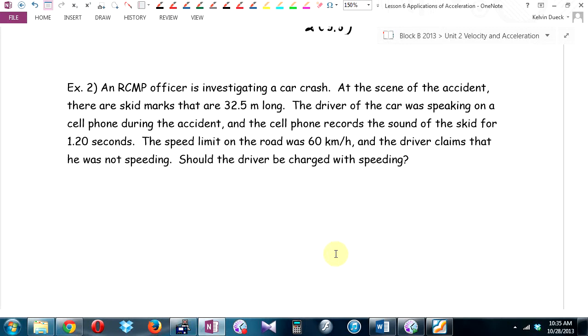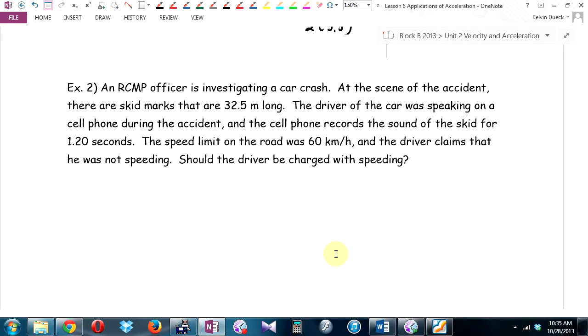So the driver is saying, you can't charge me with speeding. The RCMP is investigating this and is going to try and decide whether or not they're taking this driver to court. If the speed limit on the road was 60 kilometers per hour, and the driver claims that he wasn't speeding, can the RCMP officer either prove that he was speeding, or can the driver prove that he wasn't? Okay?